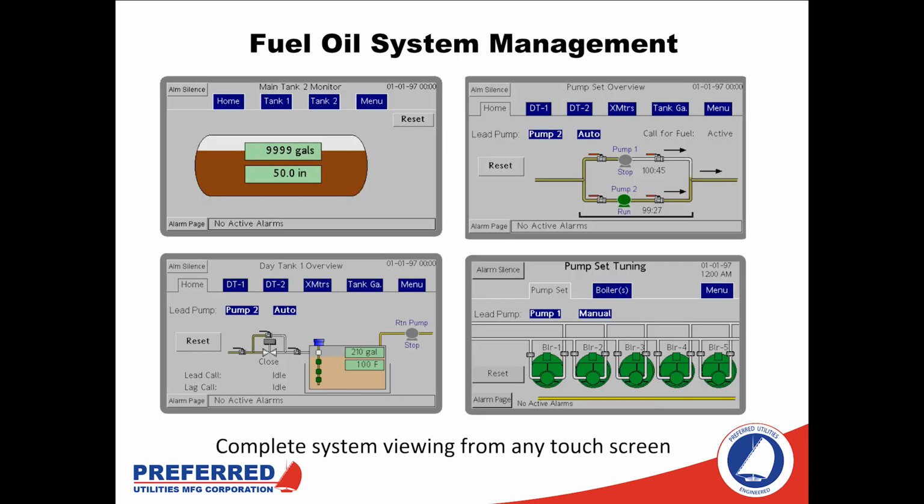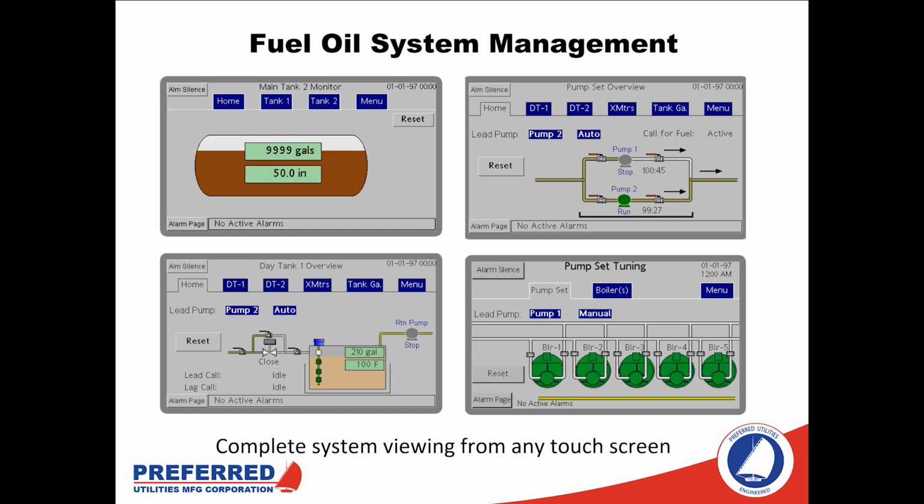Here's an example of some of the screens that we would see for a typical system like this. We would see our main tank starting in top left. Top right, we have our transfer pump set. As you can see in this condition, we have fuel flowing through pump number 2, which is confirmed to be running and being supplied to the system.